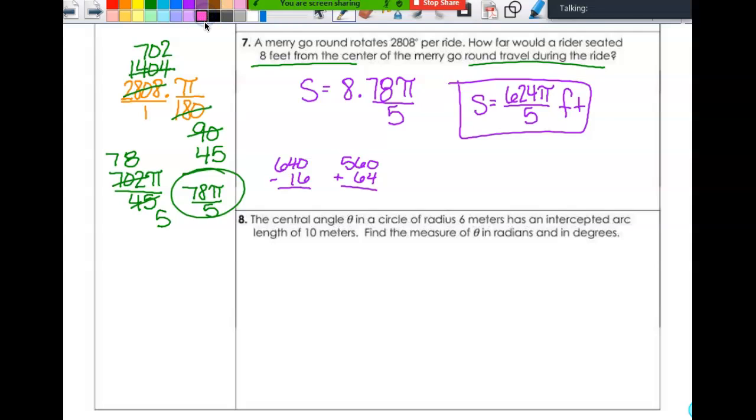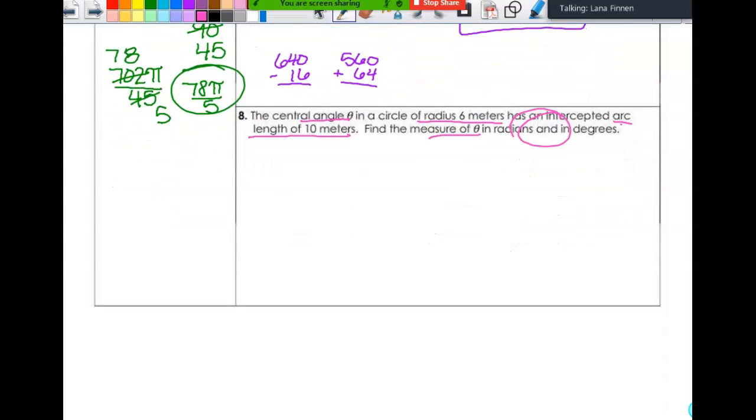Okay. So let's look at number 8. The central angle theta, in a circle of radius 6 meters, has an intercepted arc length, so my arc length is 10 meters. I want to find theta in radians and in degrees, so I've got to do both. Okay, so I'll start off with the arc length, which is 10. That equals the radius, which is 6, times theta.